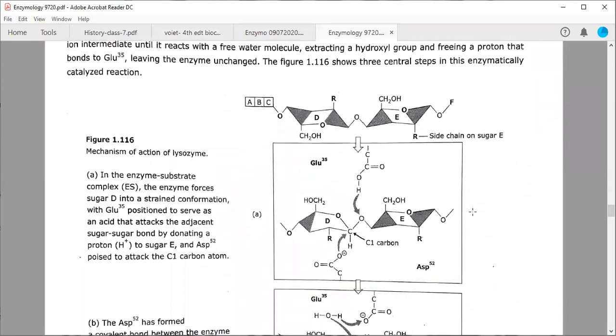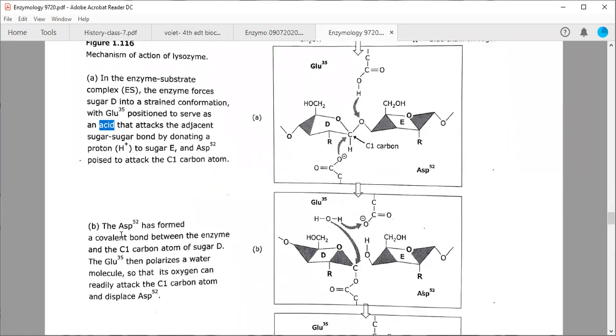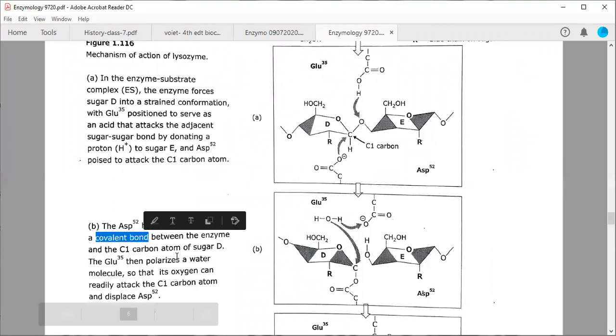So here we will discuss this again. This is lysozyme, and in this there are two groups. You will see here this is going to donate this particular proton, H positive ion, to the glycosidic bond to the sugar, and therefore it is acting like an acid. Proton donor is acid, acceptor is a base. So glutamate 35 is an acid, and here it is a base. This is then forming a covalent bond.